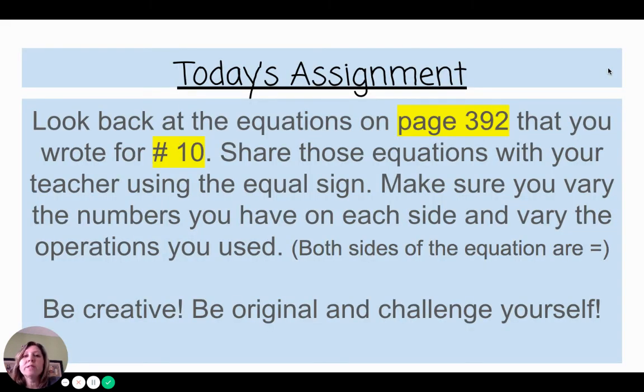All right, third graders, today's assignment is for you to look back at the equations on page 392 that you wrote for number 10. You're going to share those equations with your teacher using the equal sign. Make sure you vary the numbers you have on each side and vary the operations you used if you used operations. Both sides of the equation are equal. Remember that. All right, be creative, be original, challenge yourself. If you wrote a couple and you're like, oh, those are kind of boring, then write some new ones because you're going to share them with your teacher.